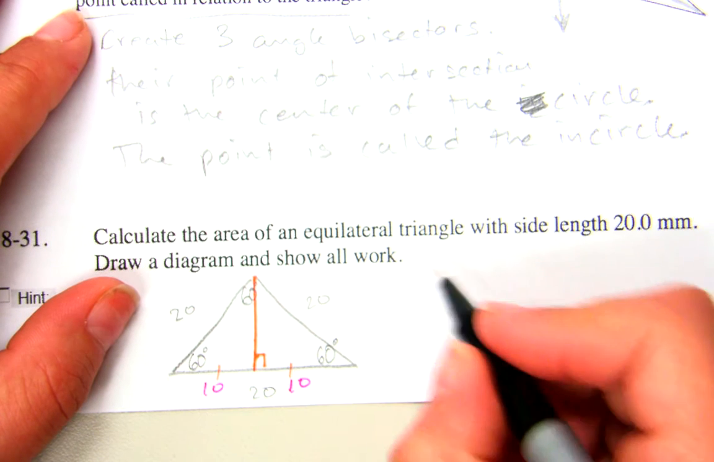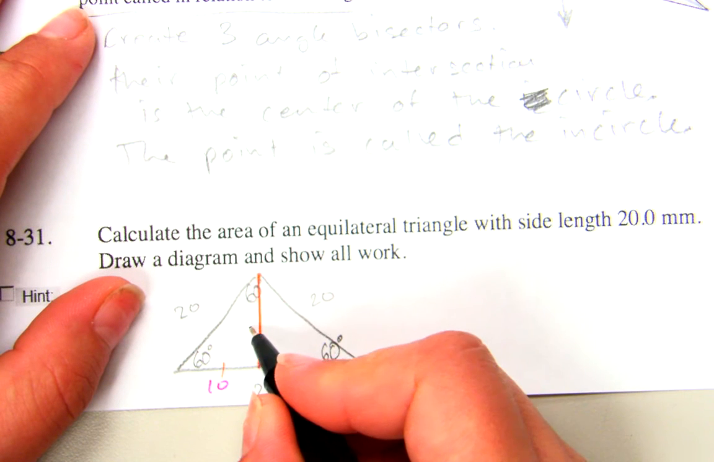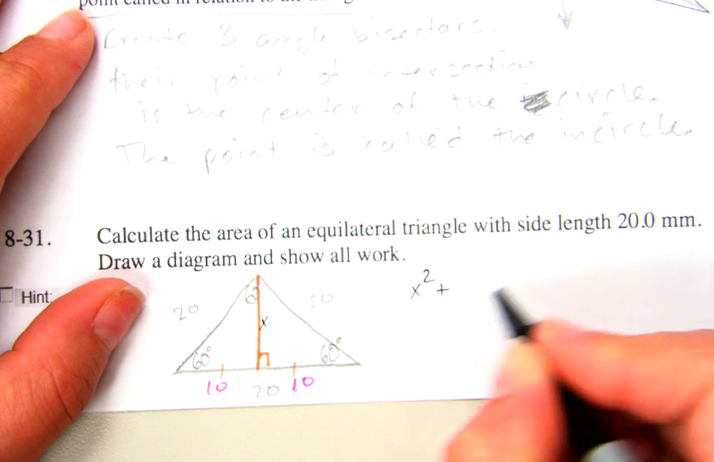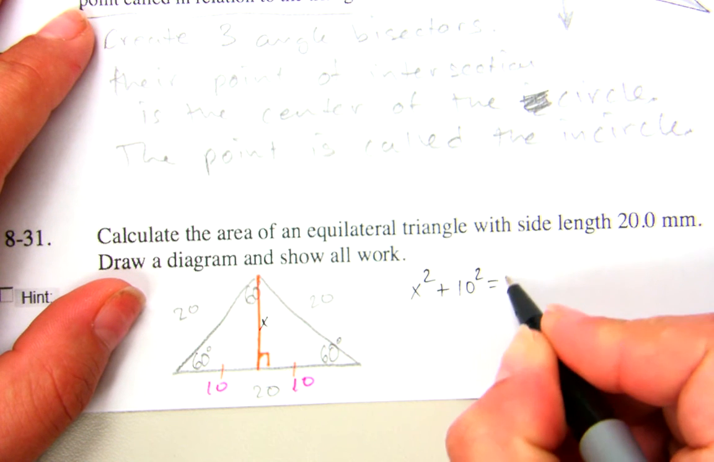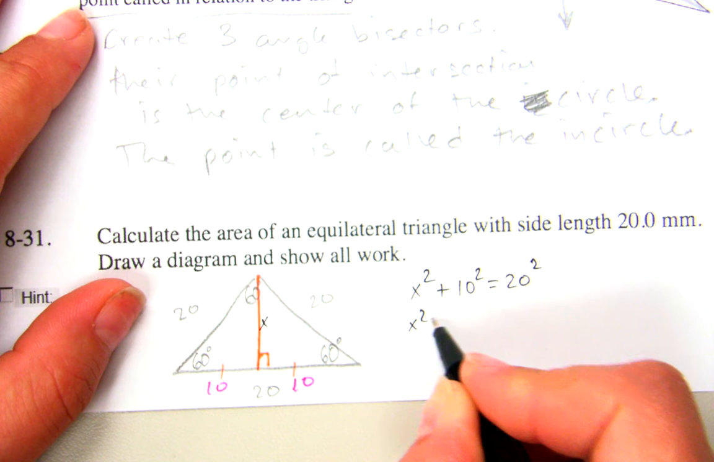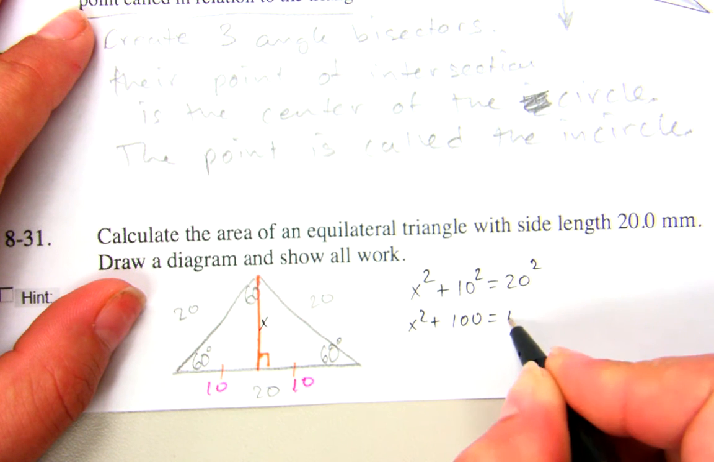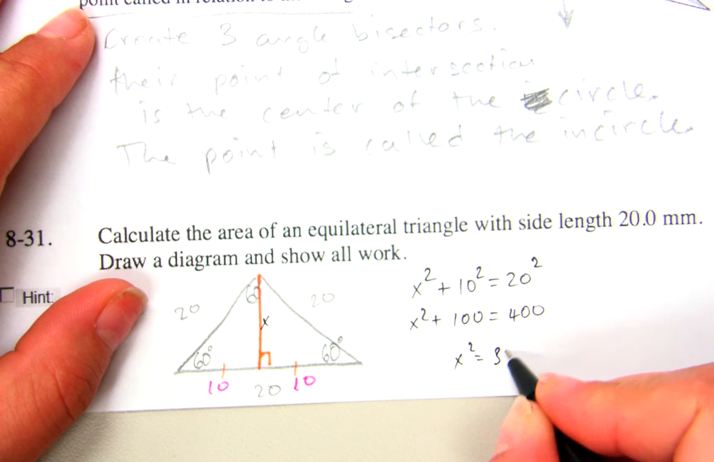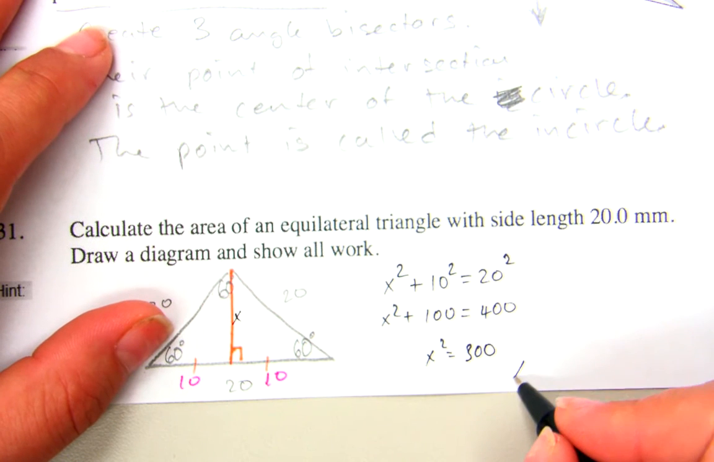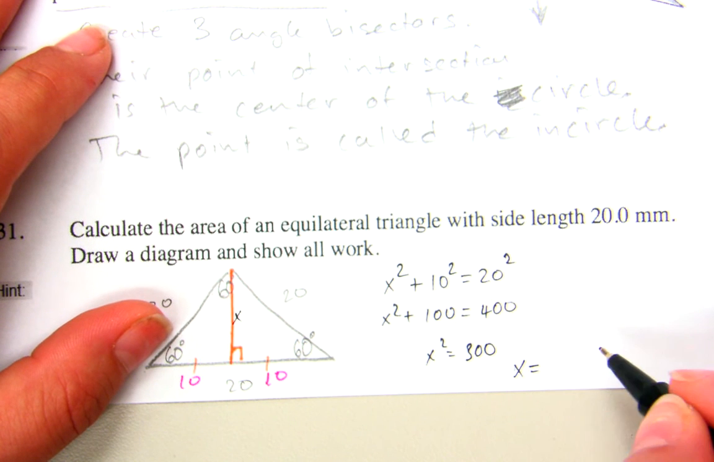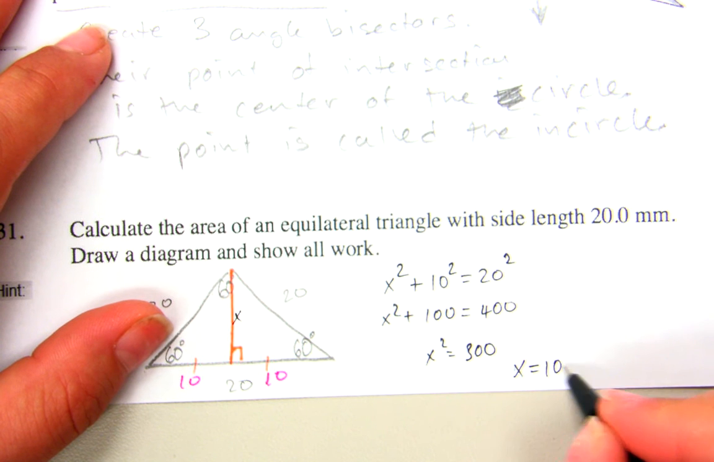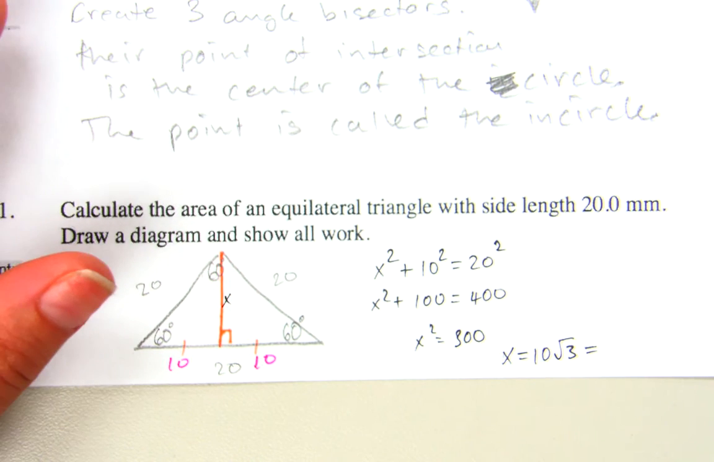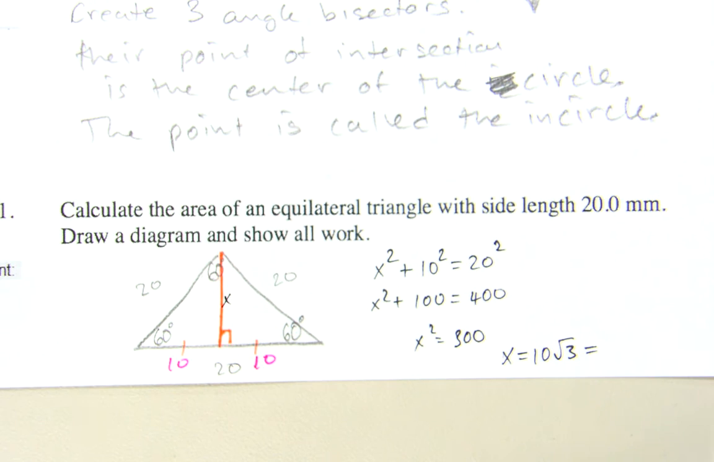the height, right? So we have, let's call it x, because I have nothing else to use right now. So x squared plus 10 squared is 20 squared. So x squared plus 100 equals 400. So x squared equals 300. So that would make x equal to 10 root 3, which is pretty much the same as, I don't know, whatever 10 root 3 is.